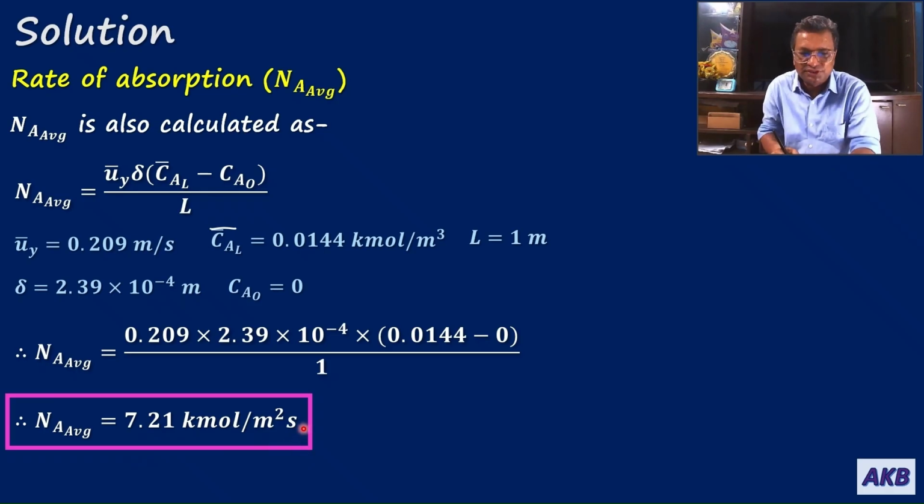So you must have noticed NA average calculated in both the ways is almost the same. And since the length is 1 meter and you are calculating it per meter width of the film, even RA average has the same value. So in this way, we finally get the rate of absorption. So we have learned how to calculate the mass transfer coefficient and then how to use it to find the rate of absorption. I hope you must have understood the steps that I have followed.